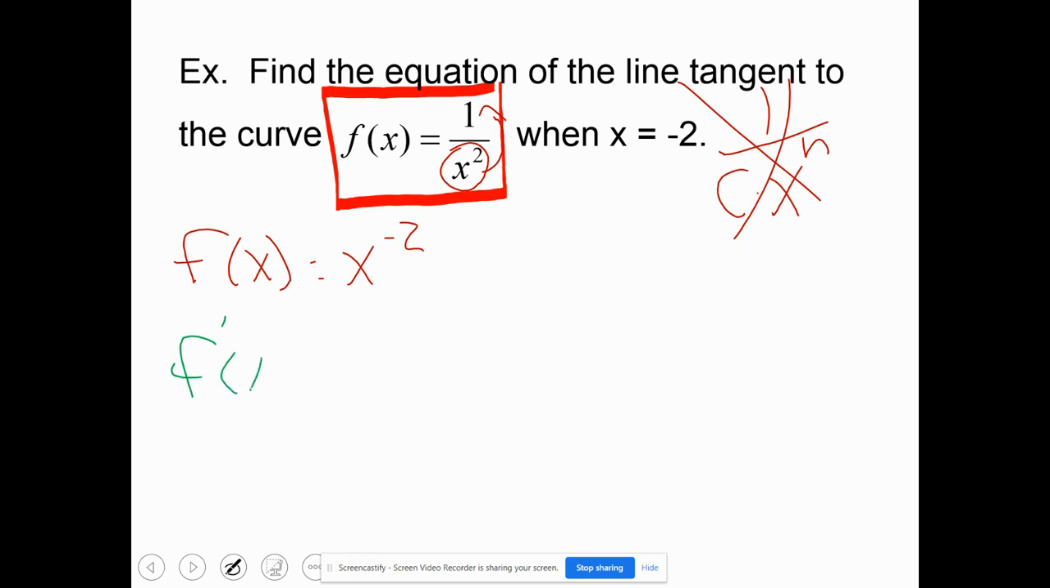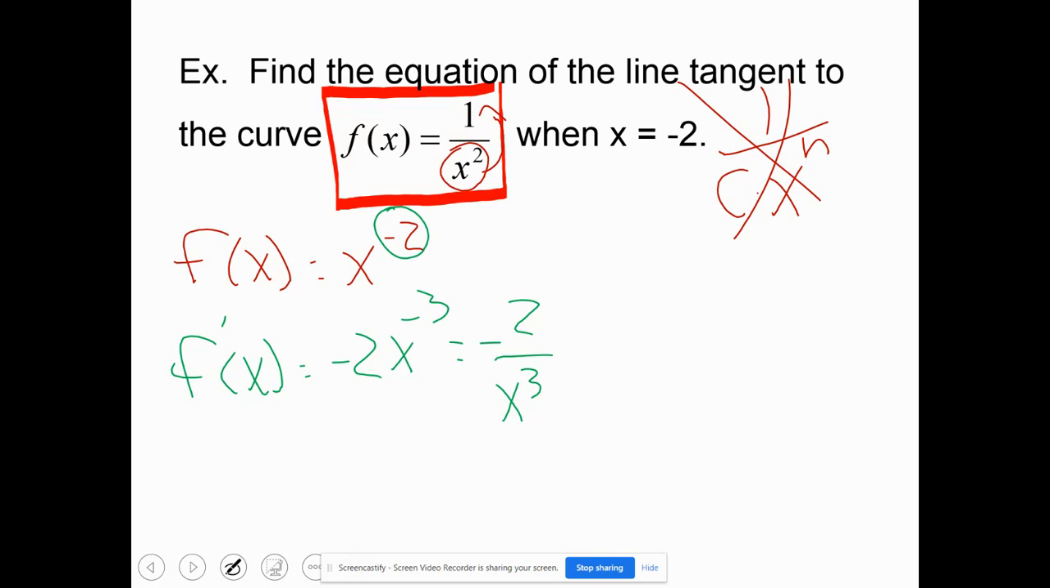f prime of x equals -2 times x to the, remember to subtract 1, that would give you a -3. In other words, f prime of x equals -2 over x cubed. That formula there would tell me slopes.